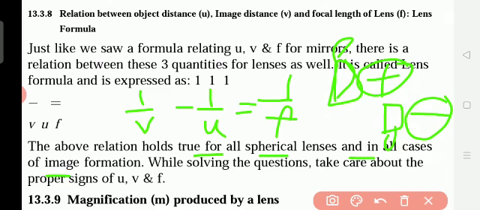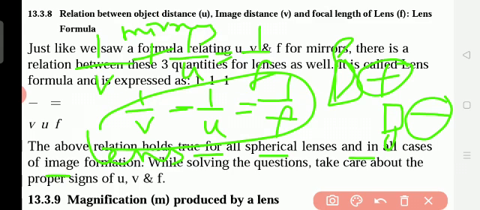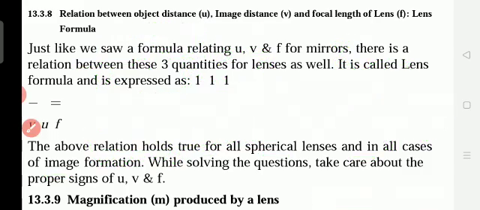And then here we say 1 by v minus 1 by u is equal to 1 by f. But in the case of mirrors, the mirror formula is different: 1 by v plus 1 by u is equal to 1 by f. This is for spherical mirrors. This is the lens formula. Don't forget the formula for spherical mirrors is 1 by v plus 1 by u equals 1 by f, and for spherical lenses it is 1 by v minus 1 by u equals 1 by f.